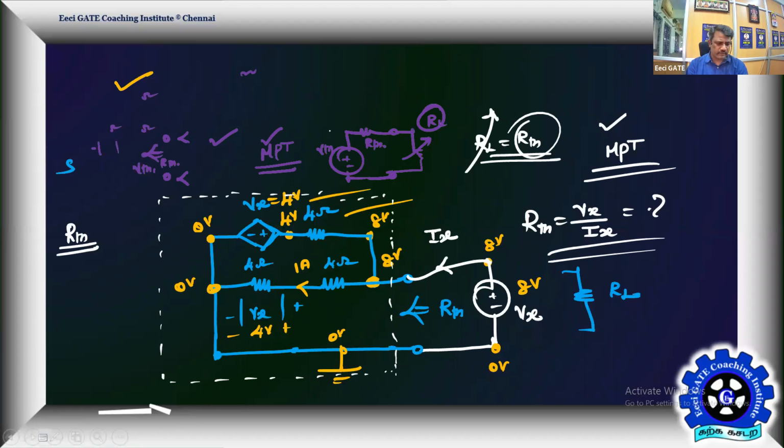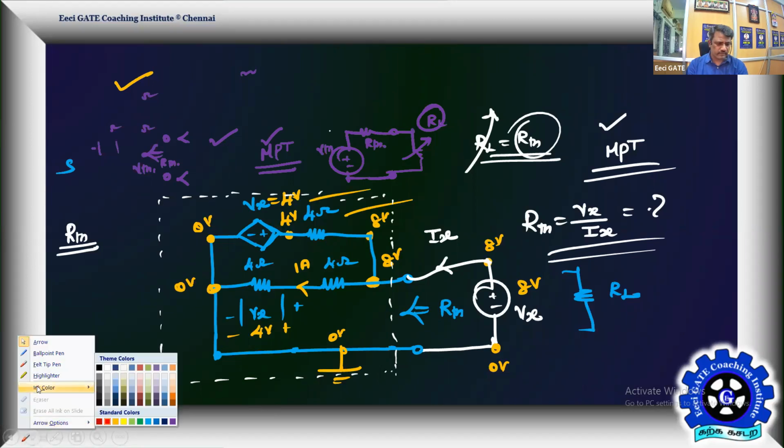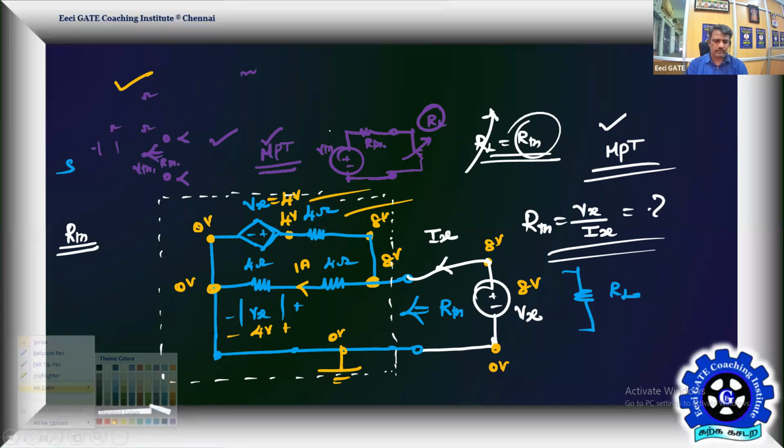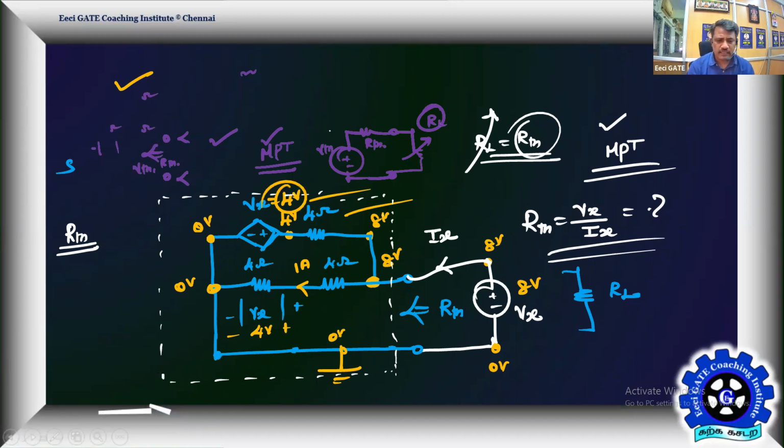We'll do it now. So this is 4 volt and this is 8 volt. So this is higher potential, this is lower potential. The difference is going to be 4 volt. 4 volt across 4 ohm will make a current of 1 amp. Already you know this current is 1 amp and this current is also 1 amp. So as per KCL, this current is going to be 2 amps. So you are setting 8 volt and the current drawn is 2 amps.